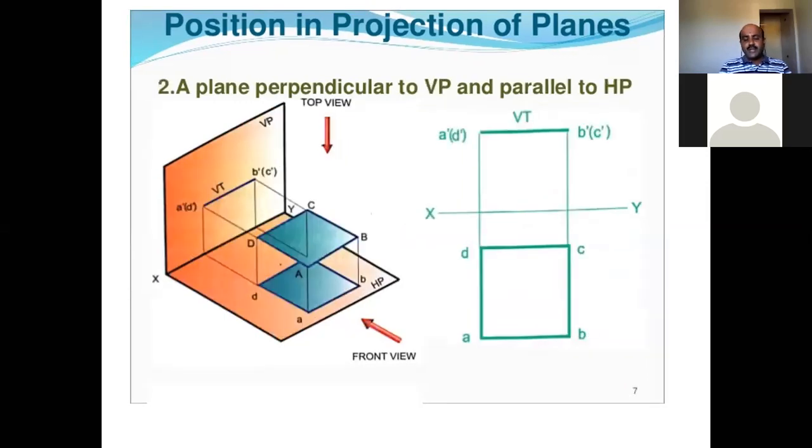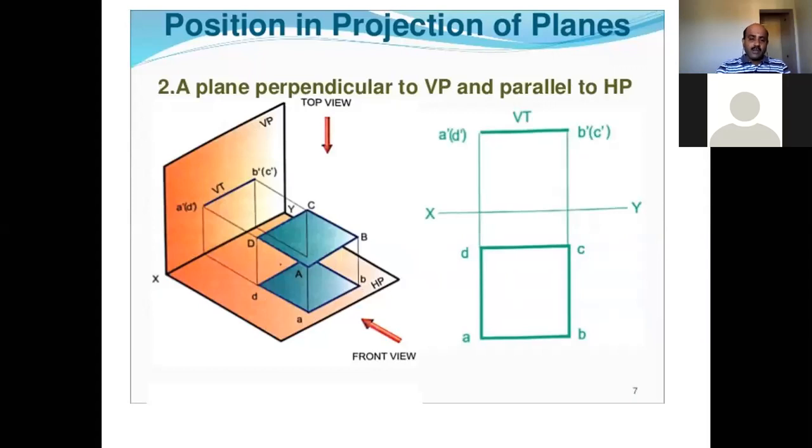And the second position is a plane perpendicular to VP and parallel to HP. A plane perpendicular to VP and parallel to HP. Look at the position, how the plane has been positioned, satisfying the condition that it should be perpendicular to VP and parallel to HP. This is the position of the plane. Again, we have taken a square as an example over here.